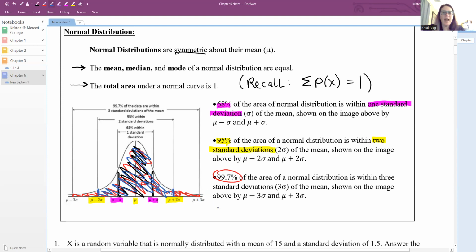We would say anything outside of 3 standard deviations would be considered unusual, or rare, and anything inside 3 standard deviations is considered usual. So it's within 3 standard deviations.